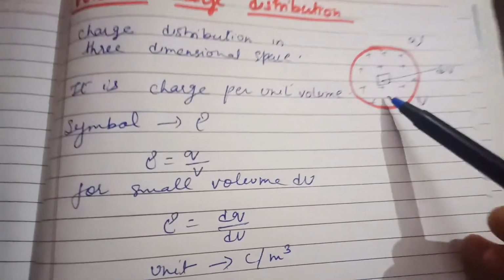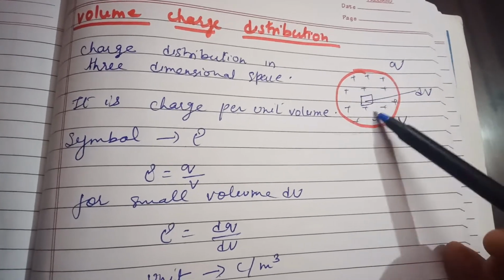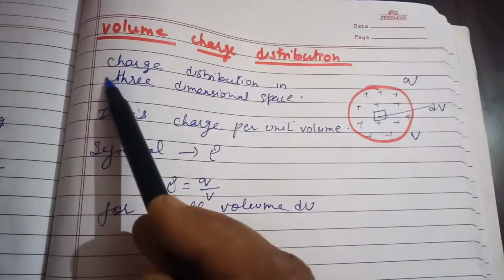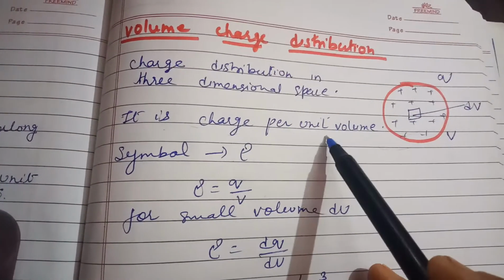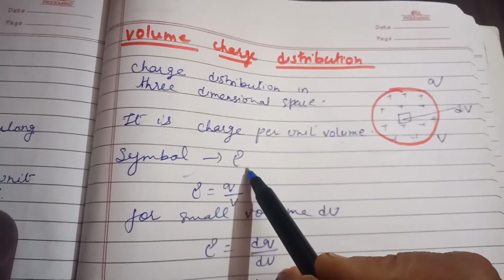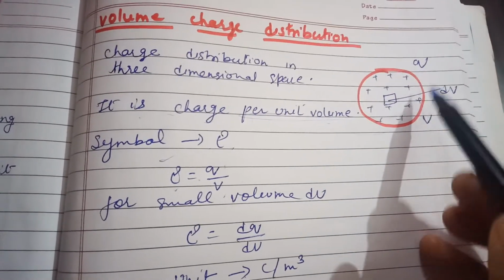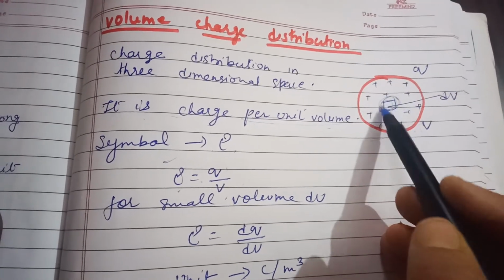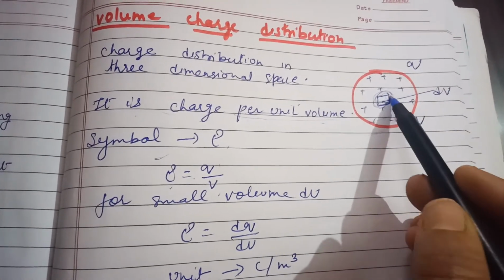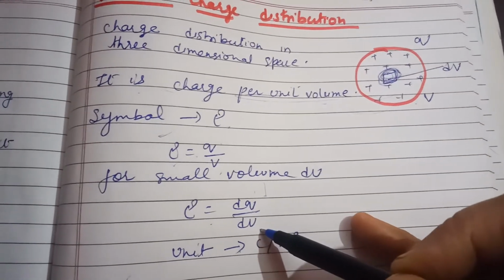Now the next is the volume charge distribution. Suppose the charge small q is distributed over the entire volume of this body. Clear? So it is a three-dimensional distribution of the charge, and according to this, it is charge per unit volume. Symbol is rho. So rho is equal to Q by V. Q is the total charge, V is the total volume. But if I am considering a very small portion of this volume, that is dV, the charge distributed is also very small in this volume, that is dQ.